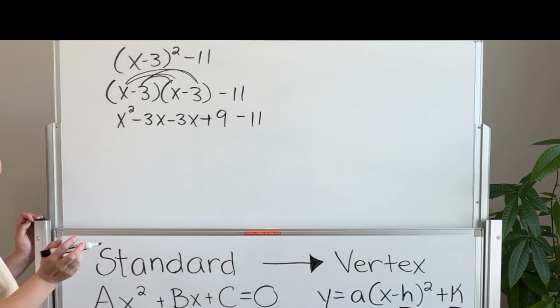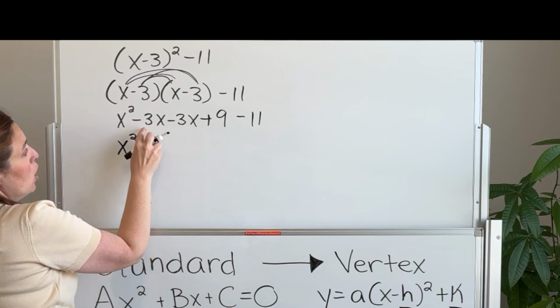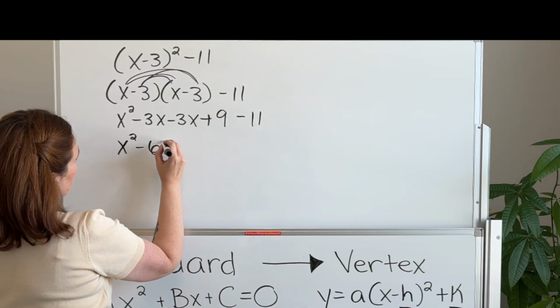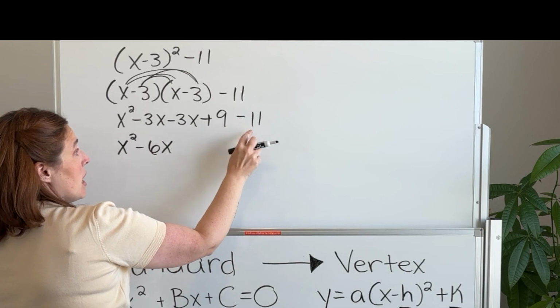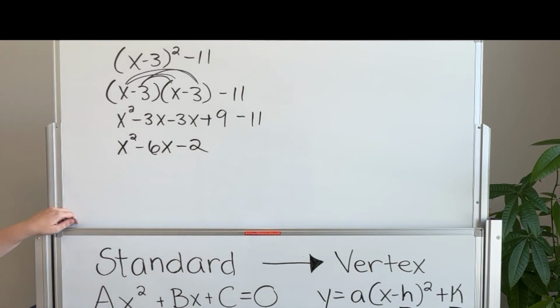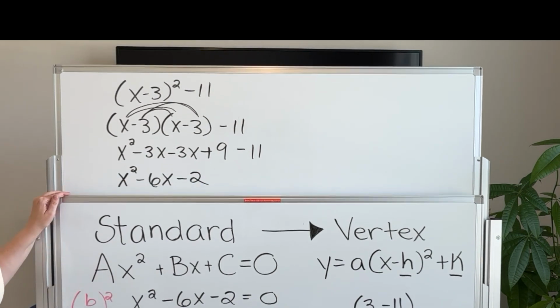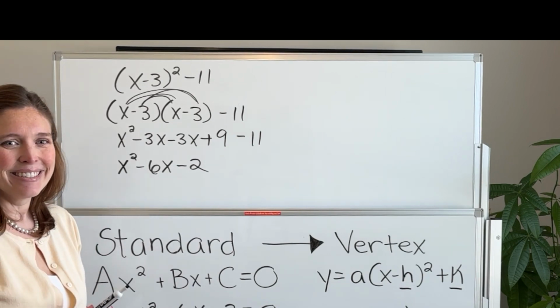Now let's combine like terms. There's no other square, so we keep x squared. We can combine these negative 3x to negative 6x. And then we can combine the positive 9 and the negative 11 to negative 2. And that is the equation that we started with. So we know we did everything right, and it's so fun when things work out, isn't it?